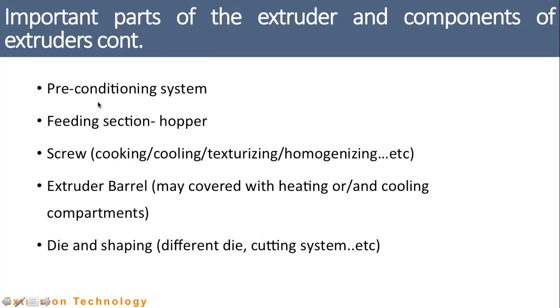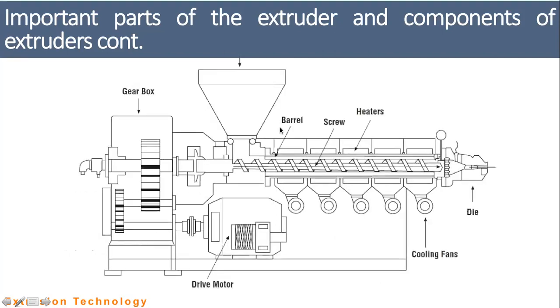I think you can remember there are some preconditioning systems, feeder sections, and the screw. Then in this area, the cooking, cooling, and texturization are happening. And the extruder barrel, we call it the outer cover, and the die and shaping. You know, these things we have discussed. Here you can see the parts, right?